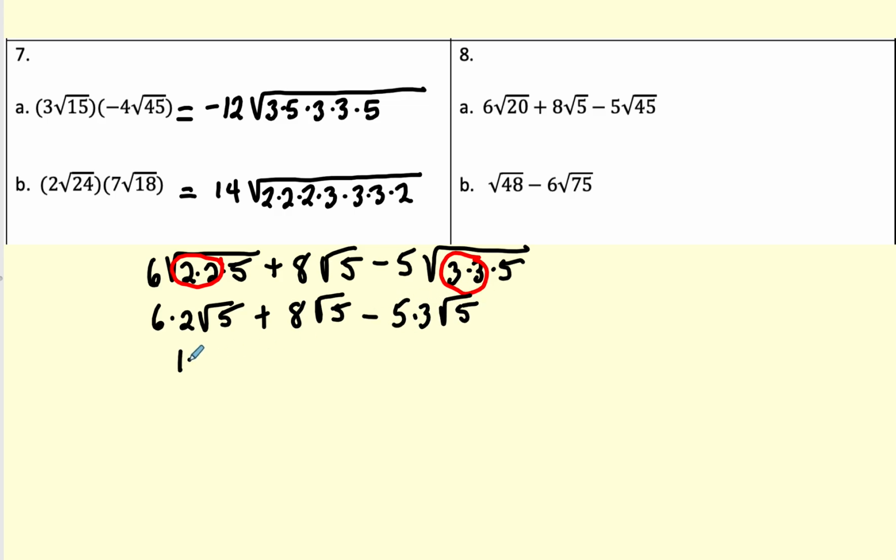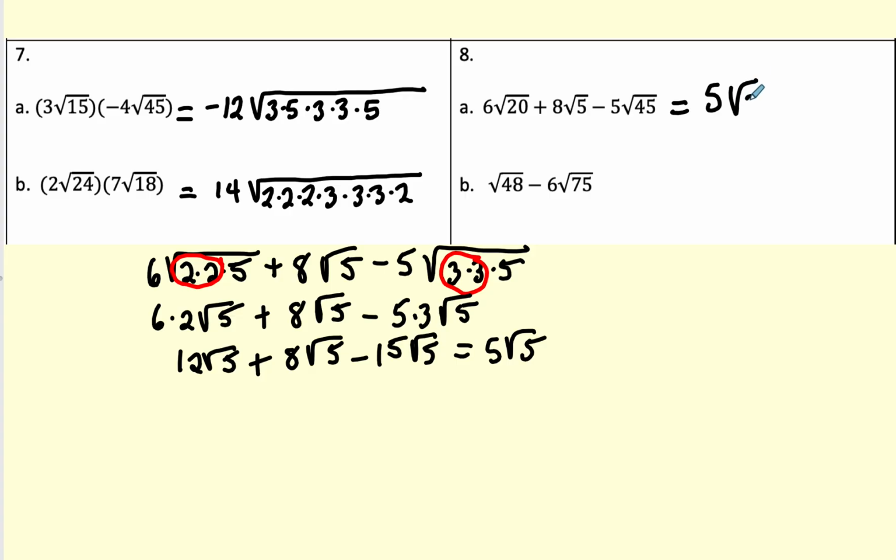So this is going to be 12 root 5 plus 8 root 5 minus 15 root 5. Now we can collect them. We have 20 here, 20, take away 15, and the answer is 5 root 5. And you can only do it once you simplify.